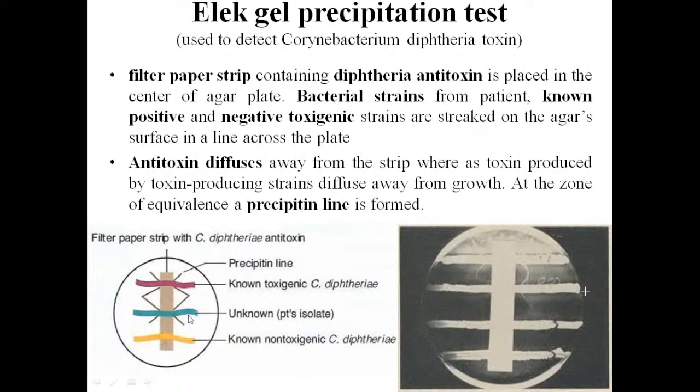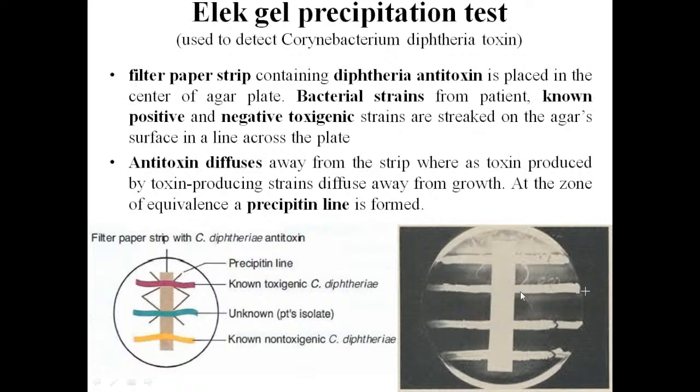How is it visible in a Petri dish? Look at this diagram, at this photo. This is a filter paper strip containing antitoxic serum. This is a positive, known Corynebacterium diphtheriae strain that produces toxin. This is a negative Corynebacterium strain that doesn't produce toxin. And then these are strains of Corynebacterium diphtheriae that are isolated from the patient.